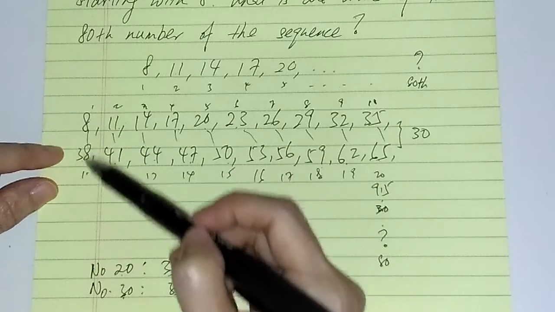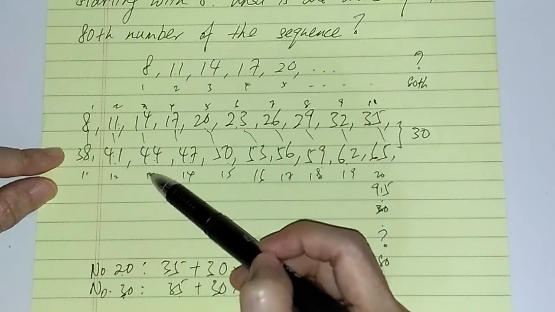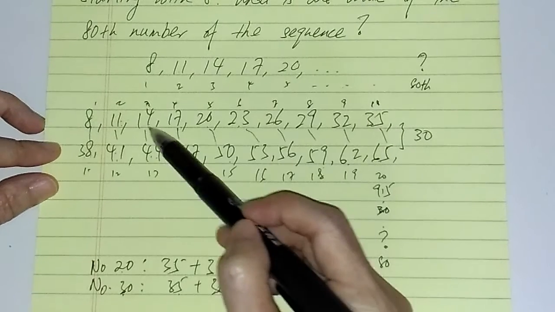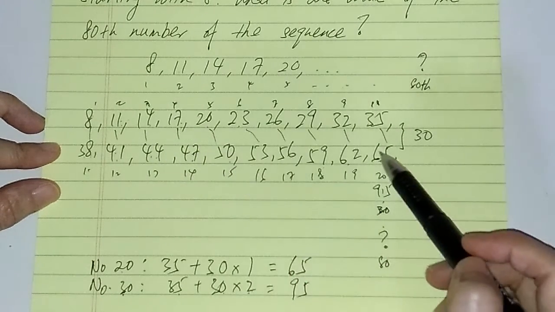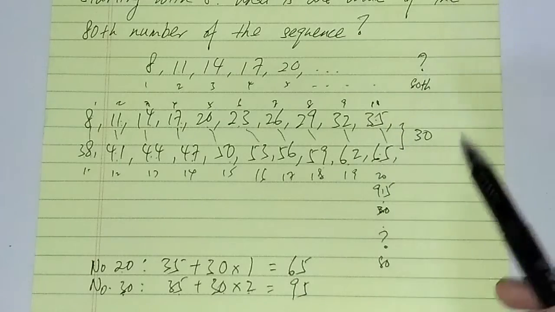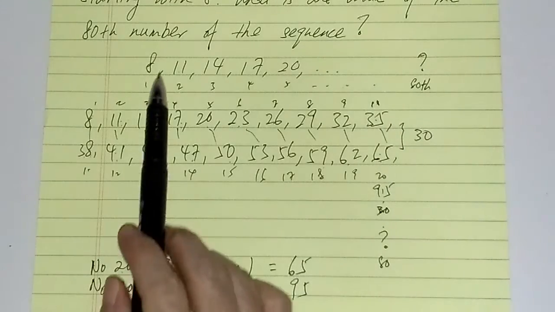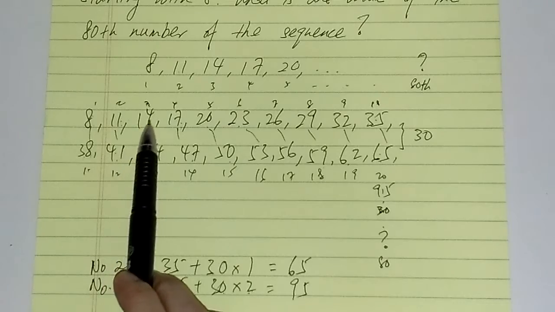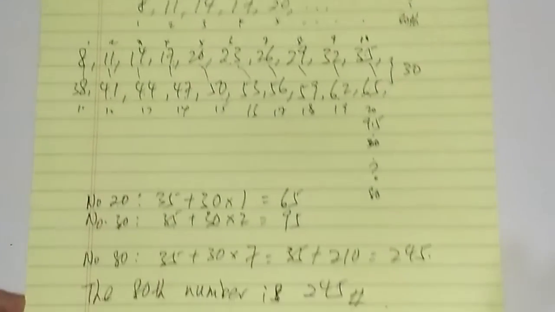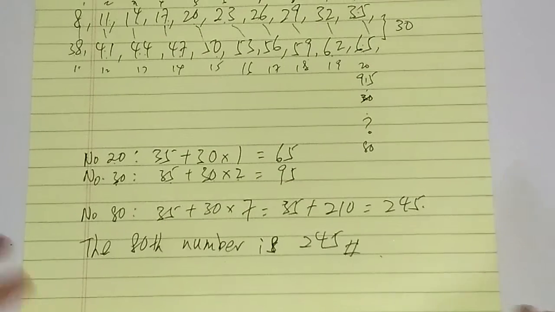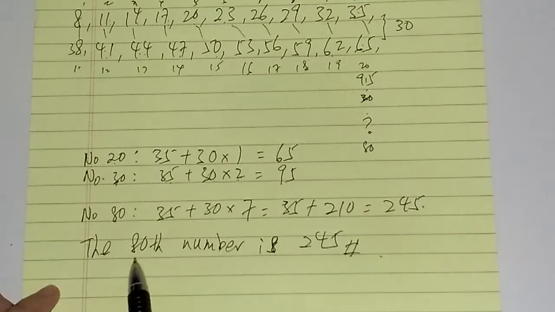Okay, 38 minus 8 is 30, 41 minus 11 is 30, 44 minus 14 is 30, 47 minus 17 is 30, all the way to 65 minus 35 is 30. Okay, the difference is 3: 8, 11, 14, keep adding 3. So this is how we can see the pattern and figure out the answer for the 80th.